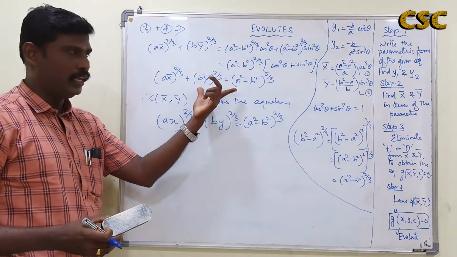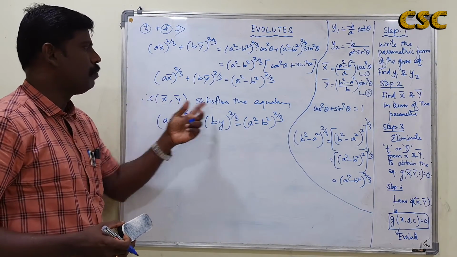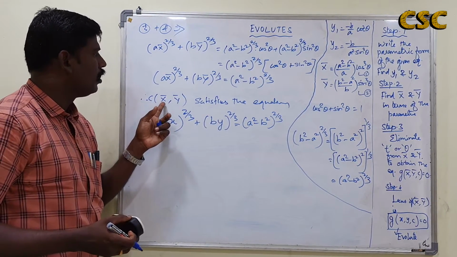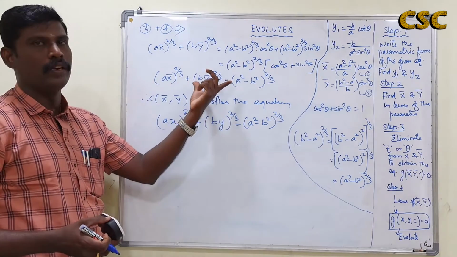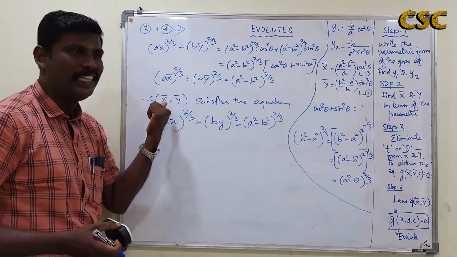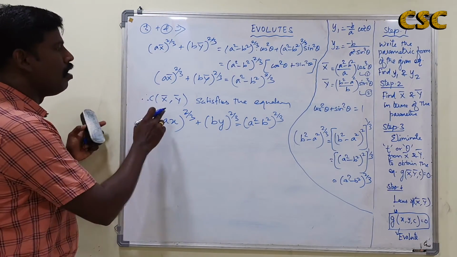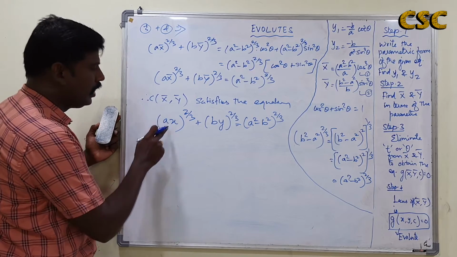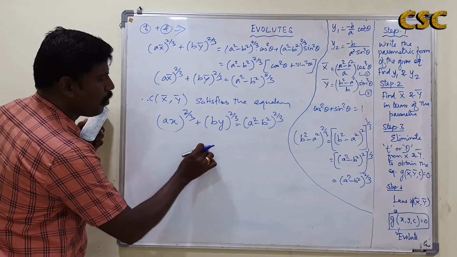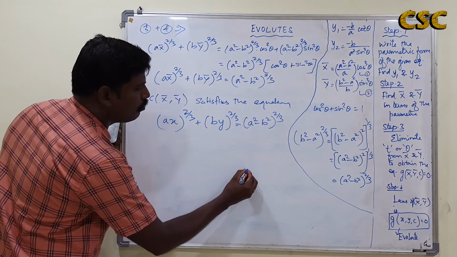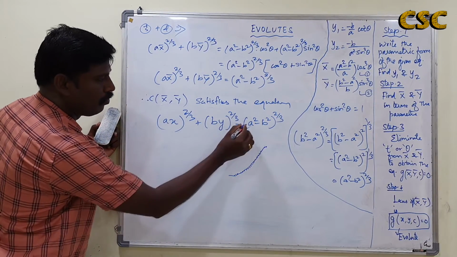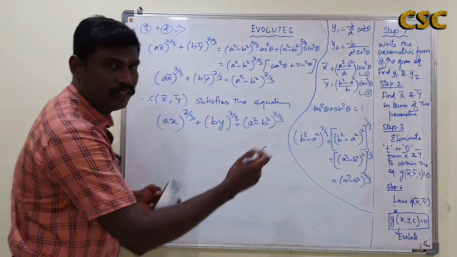From this equation, we understand x bar comma y bar satisfies this equation. How can we justify this? Substitute this x bar and y bar in this equation, and you can get this one. So this equation is satisfied by the center of curvature. So all the points of the center of curvature lie on this curve. So C is the moving point, and that moving point is always along this curve. So this curve is called the evolute of the given curve.